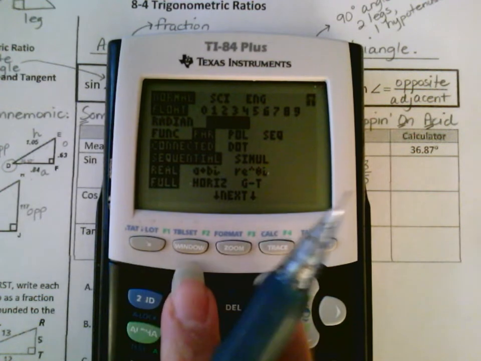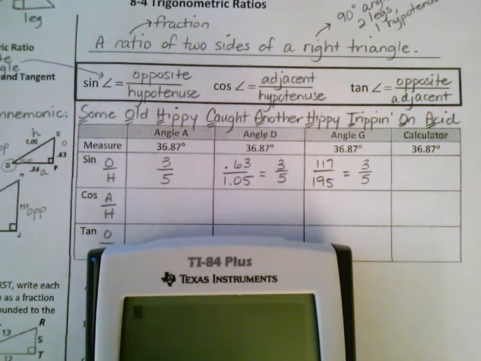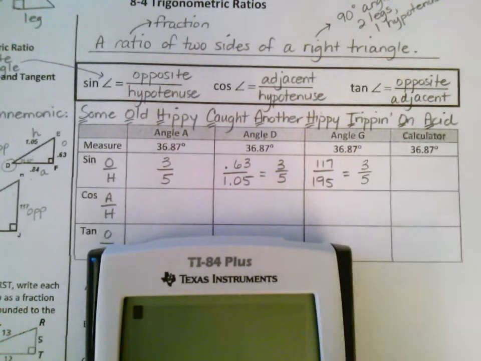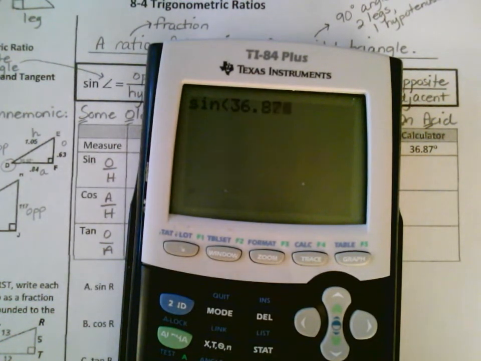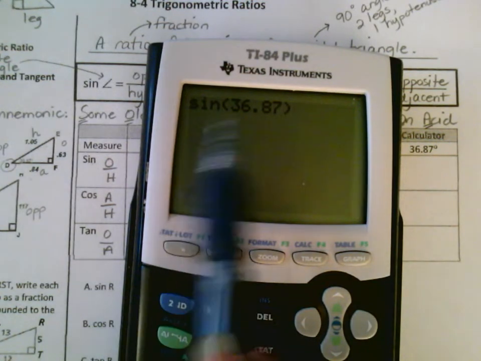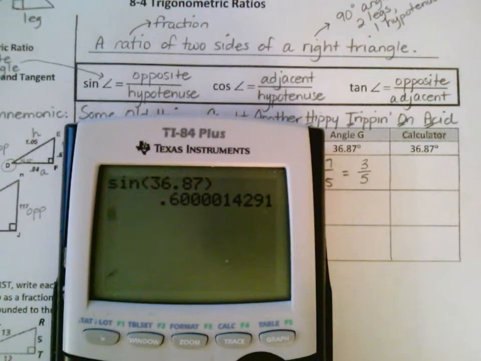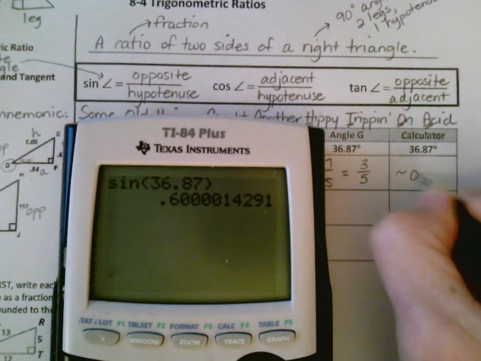And I'm going to second quit, and I'm going to find and evaluate the sine of 36.87 using the calculator. Okay, so you would type the sine button, type the value 36.87, which is the angle. We're taking the sine of angle 36.87 degrees, and I'm going to hit enter. Okay, and that is 0.60. So over here I'm going to say it's approximately 0.60.